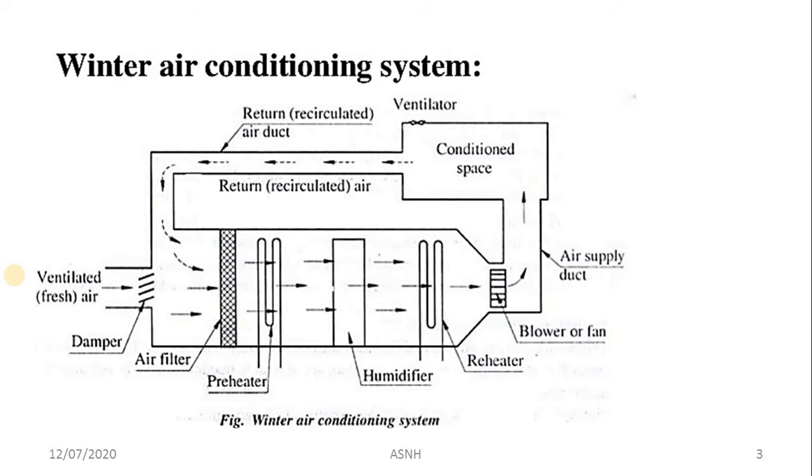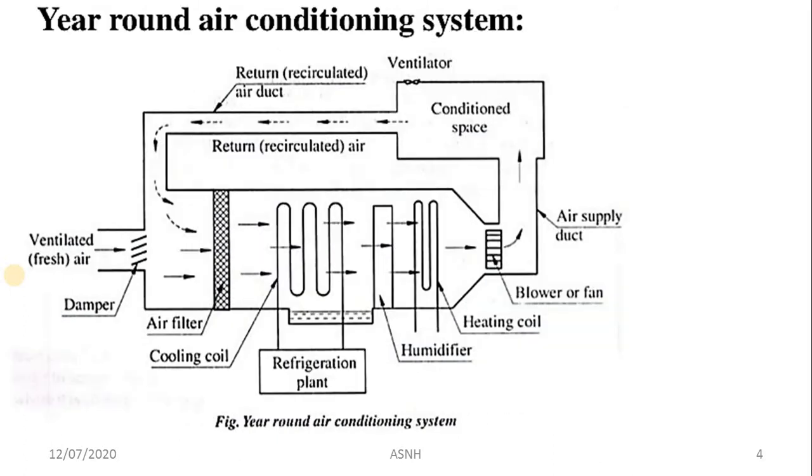So students, as we know, the winter air conditioning system is mostly used in European countries where heating is required in winter conditions, but in India we mostly never use the winter air conditioning system. This system is mostly used by European countries during the winter season in order to achieve the heating effect in the room. The third important type of air conditioning system is the year-round air conditioning system.